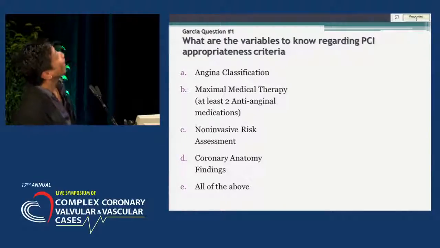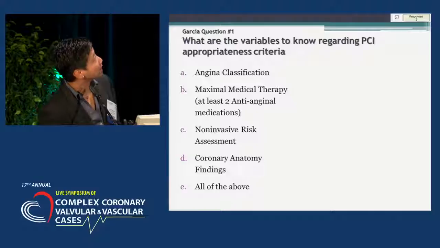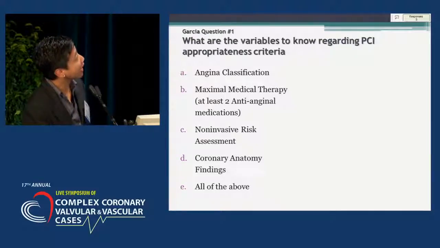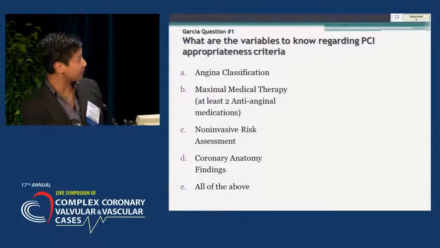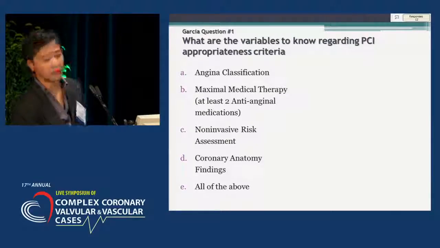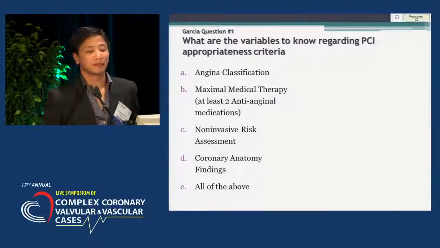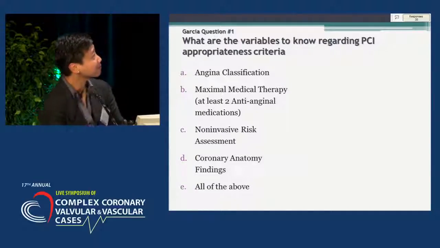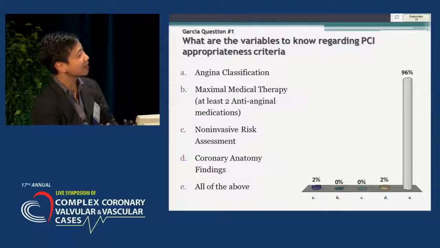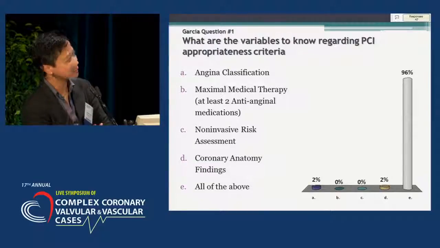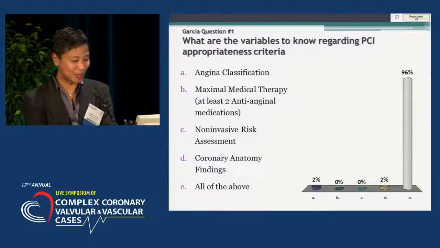Okay. All right. What are the variables to know regarding PCI appropriateness criteria? A, angina classification; B, maximal medical therapy; C, non-invasive risk assessment; D, coronary anatomy findings. Wow, there are 4% not listening. I'm so disappointed, heartbroken.